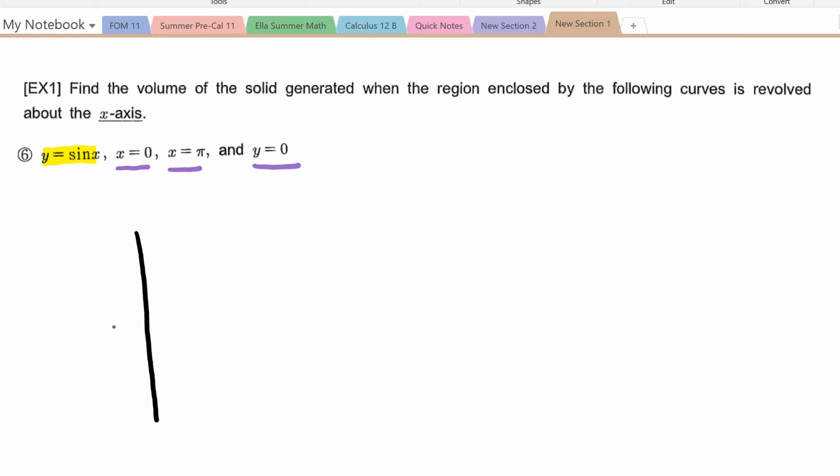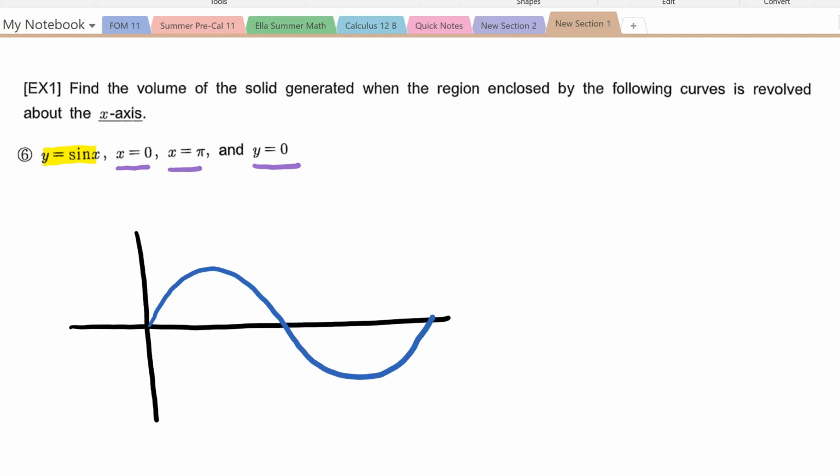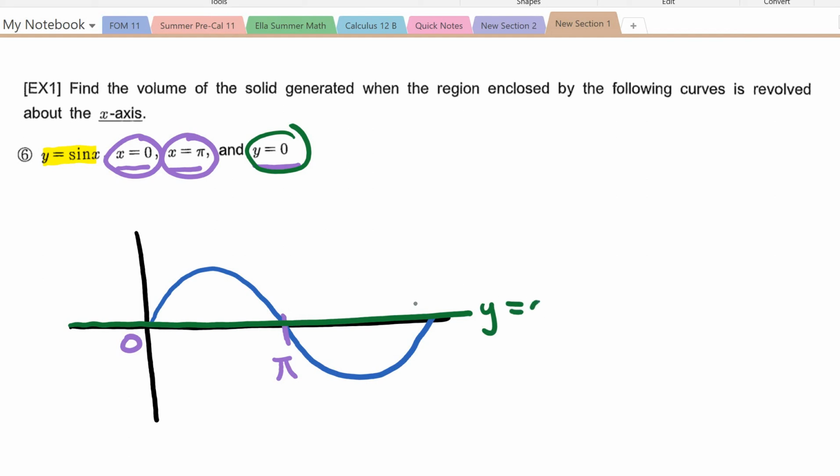So just like the previous problems, we can start off by graphing or sketching y equals sine x, the graph that's given to you. Based on my boundaries, I have x equals 0, which is right here, x equals pi, which is right there, and y equals 0, which is just this green line right here. And that's just a reminder that I'm rotating around the x-axis, and the region that I'm focusing on is this red region right here. That red region is going to be rotated around the x-axis, and that's going to form some kind of solid, and then we need to find the volume of that solid.